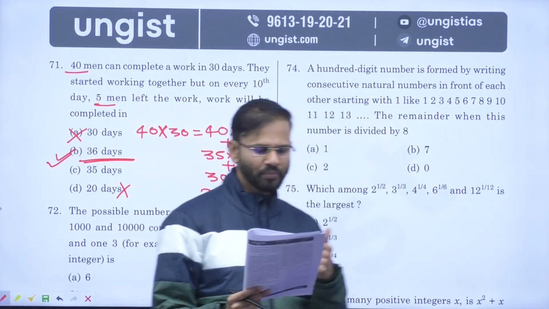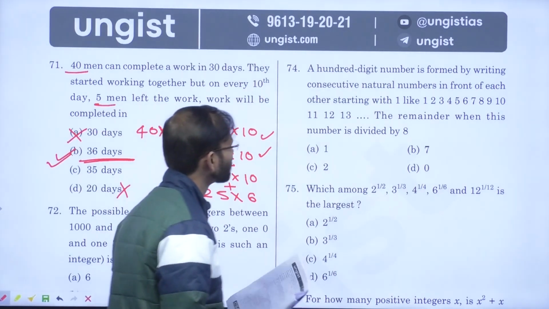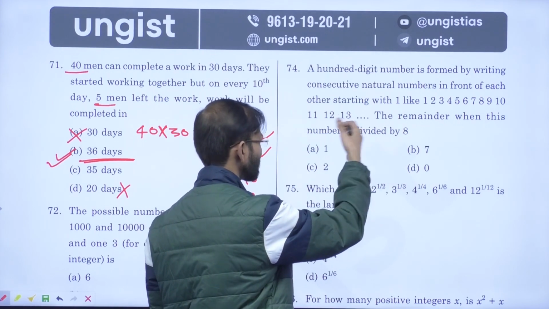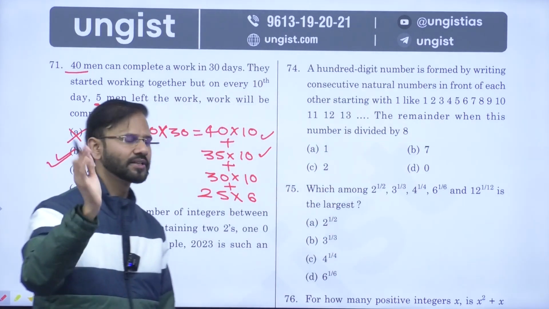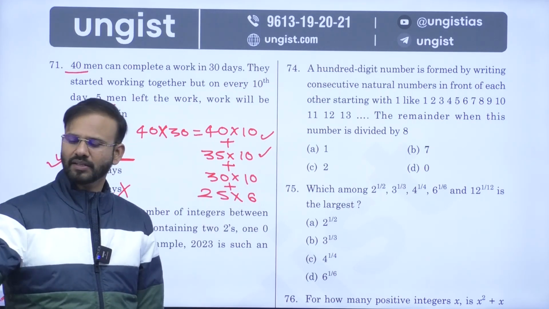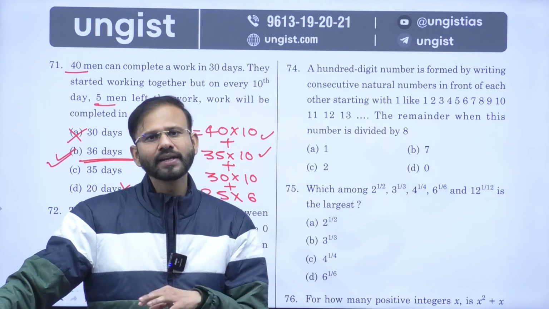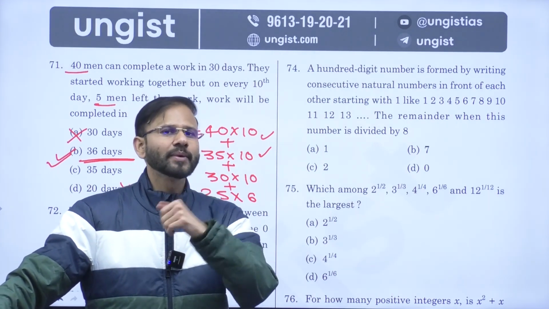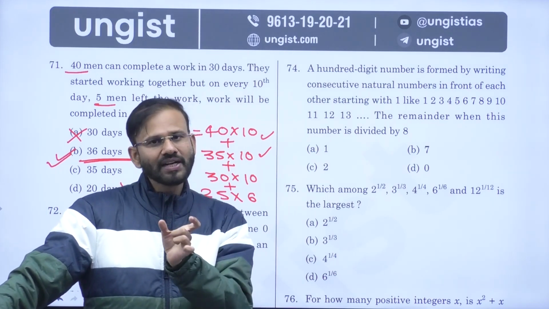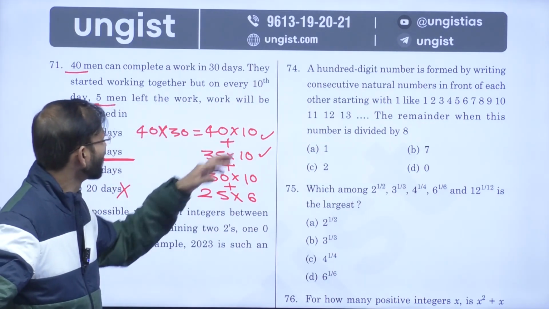Okay, anyways, after that, guys, question number 74. A 100-digit number is being formed by writing consecutive natural numbers in front of each other, starting with 1, like this: 1, 2, 3, 4, 5, 6, 7, 8. The remainder when the number is divided by 8. See guys, the divisibility rule for 8 is what? The divisibility rule of 8 is the last 3 digits should be divisible by 8. Okay. So obviously if you find the remainder, then you need to divide the last 3 digits of that number by 8. Correct? The question is, it's a 100-digit number.